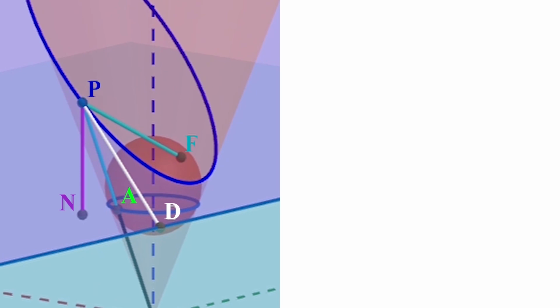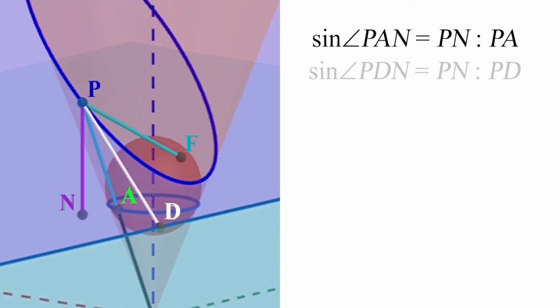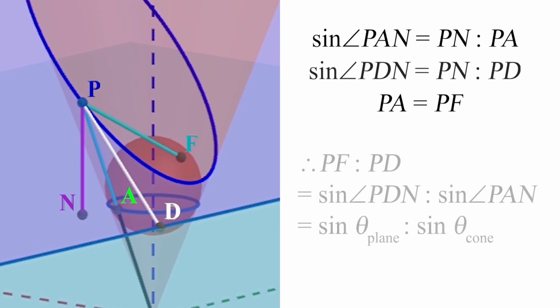Since PN is perpendicular to the plane containing A, N and D, we have that PAN and PDN are right-angled triangles. Hence, sin PAN is equal to PN over PA, and sin PDN is equal to PN over PD. Let's recall that PA equals PF as well. This gives PF over PD equals sin PDN over sin PAN.